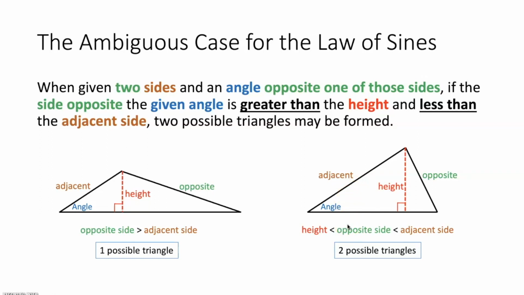And you're thinking, how can that be possible? Well, because the height is less than the length of the side opposite the angle, which is less than the length of the side adjacent to the angle, what we can actually do here is take this opposite side length and swing it to the other side of the height, thereby creating a new triangle, an obtuse triangle over here, that has the exact same given measurements as the triangle that we had before. It has the exact same angle measure, the exact same opposite side length, the exact same adjacent side length, and the exact same height. The only difference is now it's an obtuse triangle rather than an acute triangle.